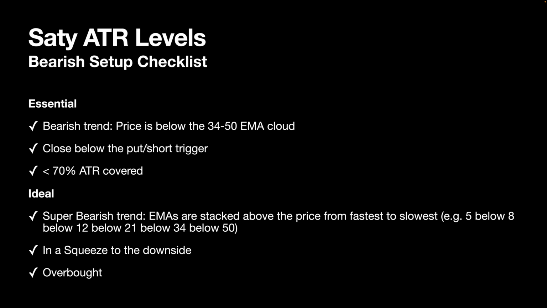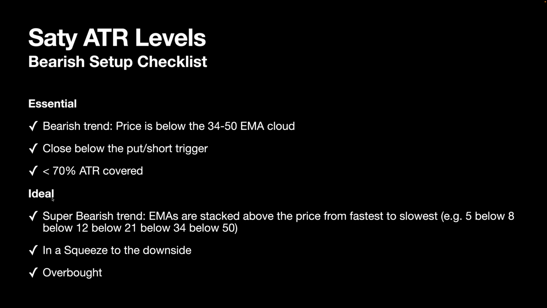Okay, so let's talk about the bearish setup checklist. So again, 3 essential items and 3 ideal items. Here we're looking for a bearish trend, the price below the 34/50 EMA. And we're looking for a close below the put short trigger. And again, less than 70% ATR covered. This one's a little bit up to your taste. I just prefer to look for that green label on the range indicator. That gives me the most confidence that I'll be able to extract some good profit from a trade.